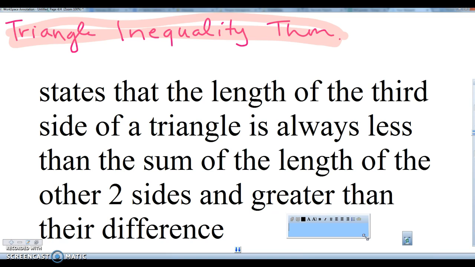So if I have a triangle and I have three side lengths and I want to see if it's a triangle, which will be how the problems are presented, if I can add the two side lengths and the third one is less than that, I'm good. And if I can subtract the two side lengths and the third one is greater than that, it is a triangle. Otherwise, it is not. Okay? So we're going to play with some examples so we can see if what we have is a triangle.